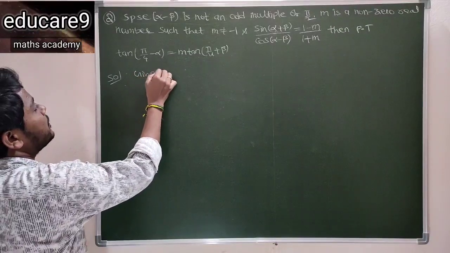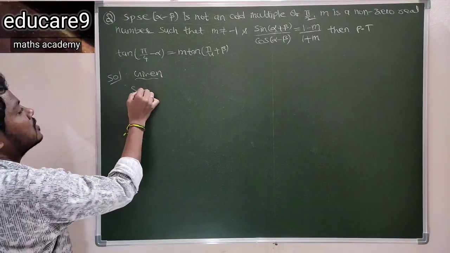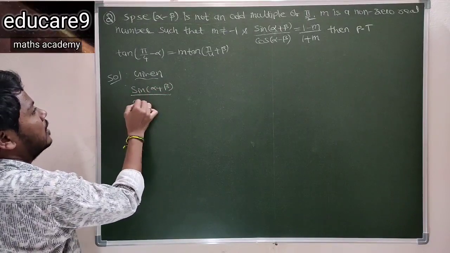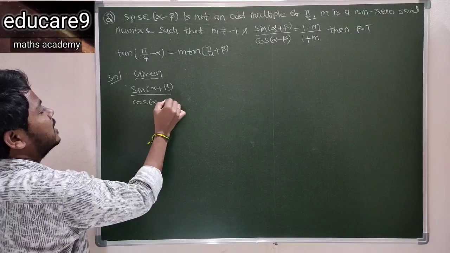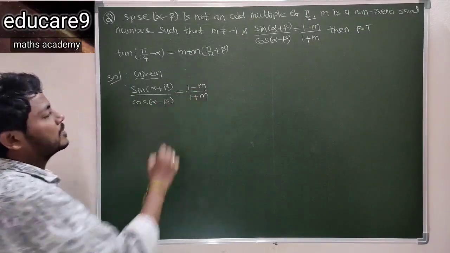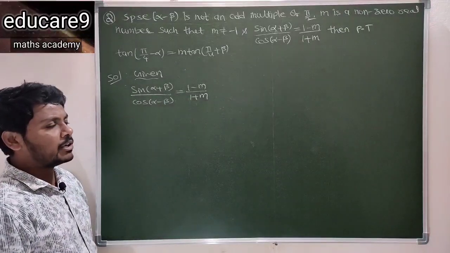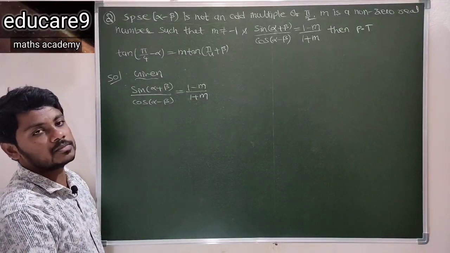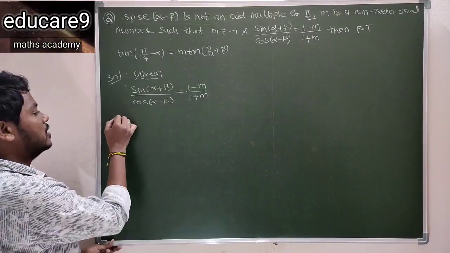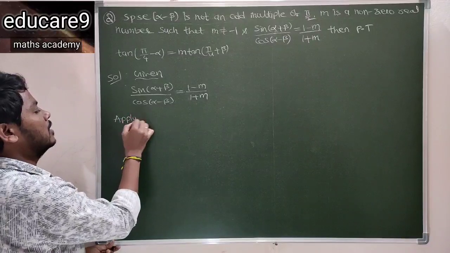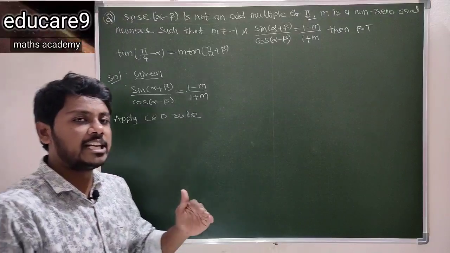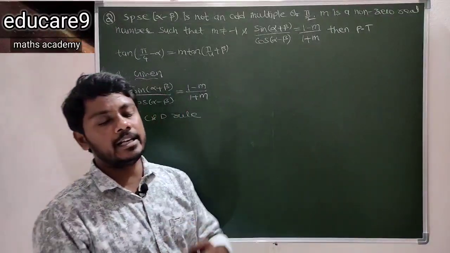Given sin of alpha plus beta by cos of alpha minus beta is equal to 1 minus m by 1 plus m. Now here you need to apply C and D rule. That is what? Compound and divide and rule. Apply C and D rule. That is what? Numerator plus denominator by numerator minus denominator.